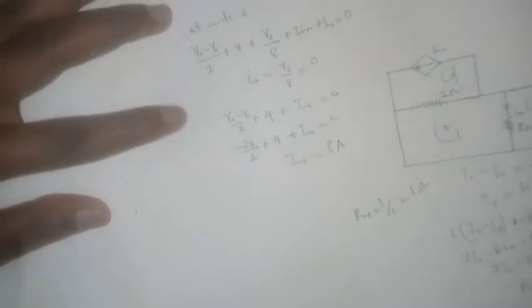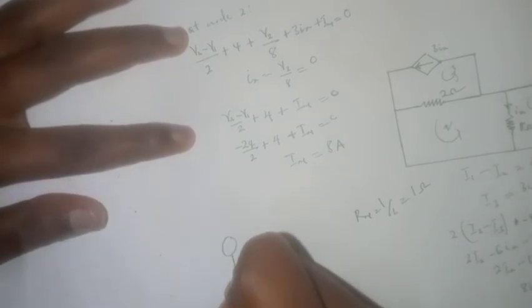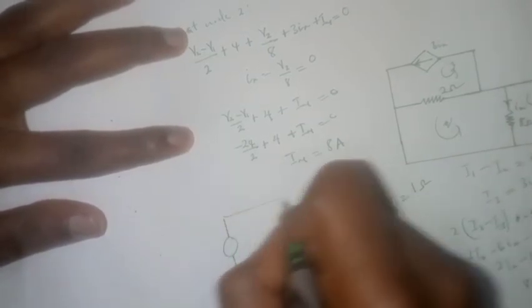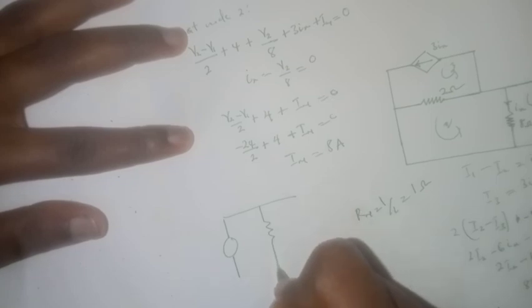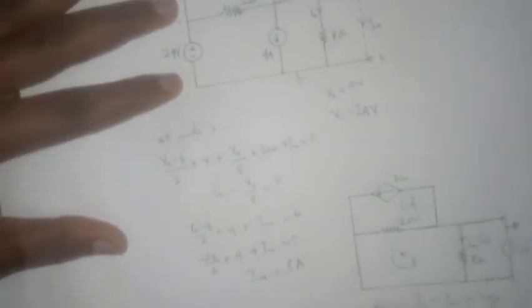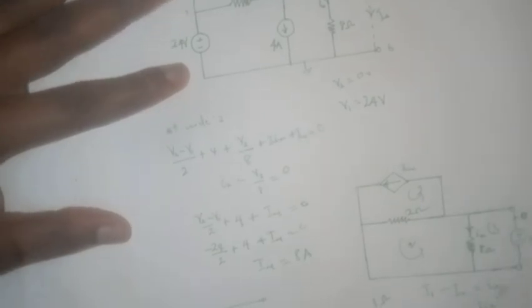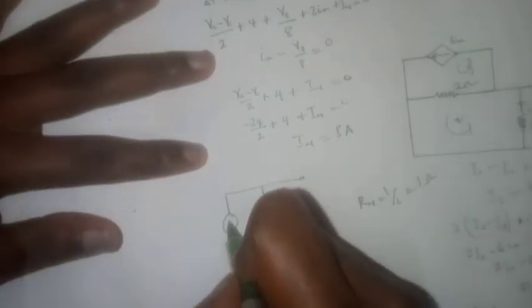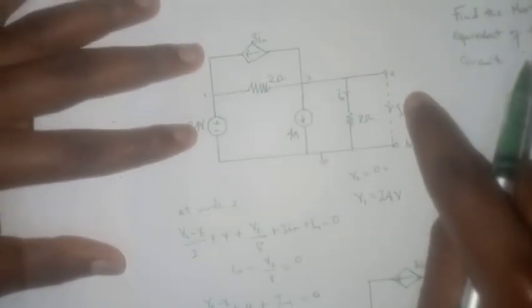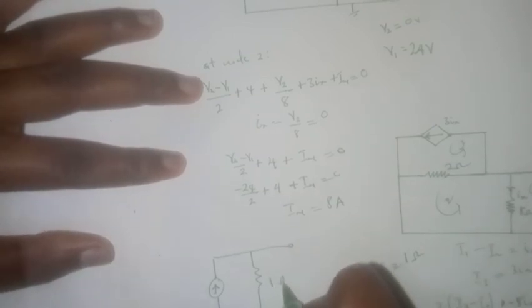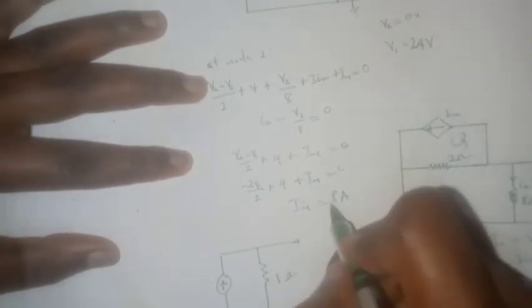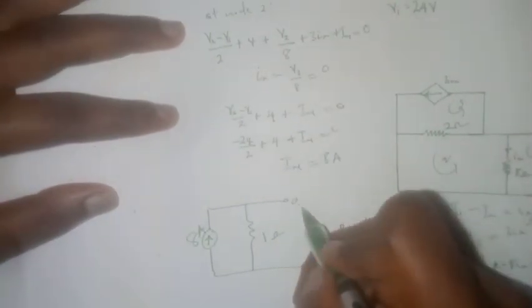Thus we can draw the Norton equivalent circuit, which will look something like this. We have A, B, and the current will flow like this, just like with I_N, it will come down like this. So we have 1 ohm, and then we have 8 amperes, and we have our terminals A and B.